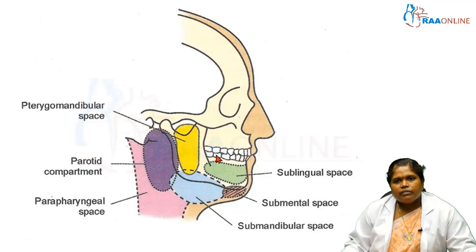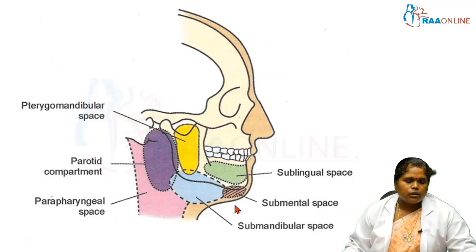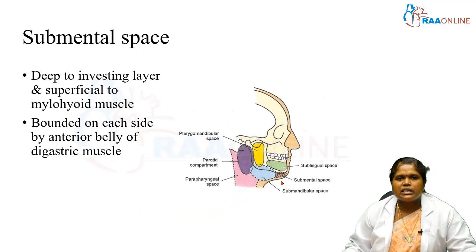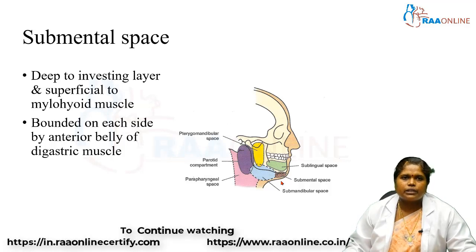Any infection in the tooth may extend into this submental space. So that is the importance of this space. We have only potential spaces normally, but whenever there is an infection, these potential spaces are going to become obvious with the collection of pus. So that's why these spaces have much importance clinically.